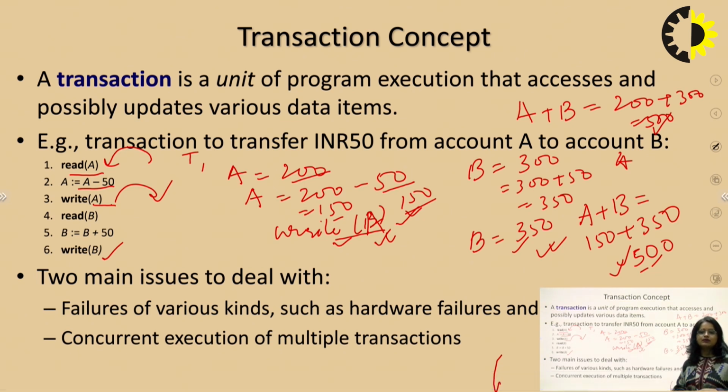But when two or more transactions work together at a particular moment, this situation is called concurrent execution. This will create some issues in the transaction and the consistency of the transaction. This may create some problem.